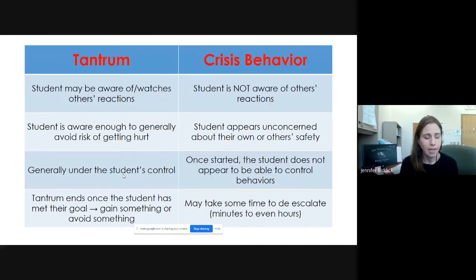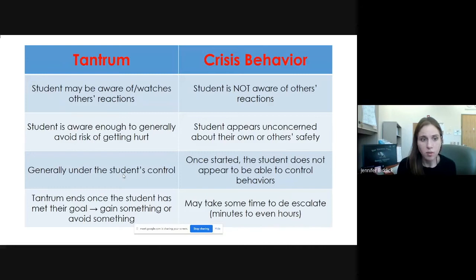Also in a tantrum level behavior, a student is generally still aware of their general safety and will avoid the risk of getting hurt. So maybe if a learner is on a table, they'll generally try to avoid falling off of it. Whereas if a student has reached that crisis level of behavior, they might not anymore have concern or awareness of their safety or the safety of others.